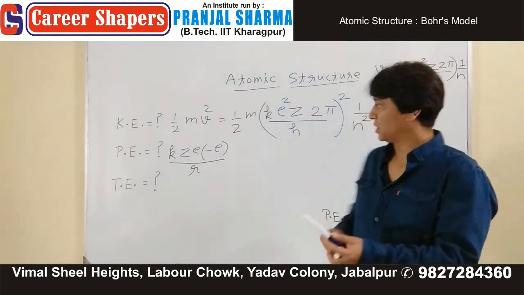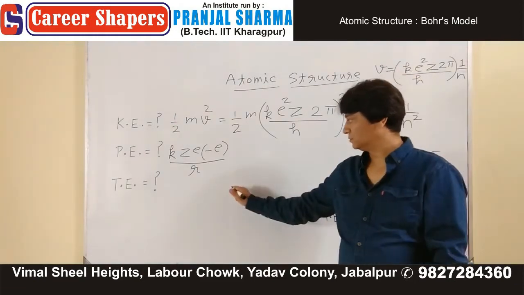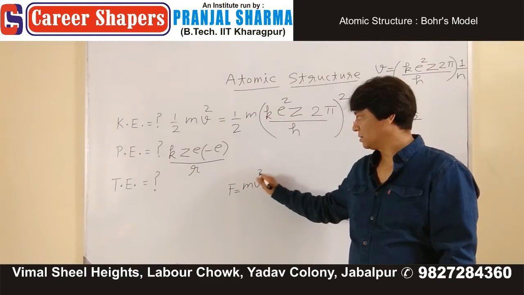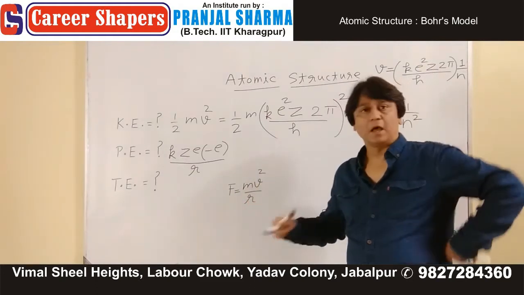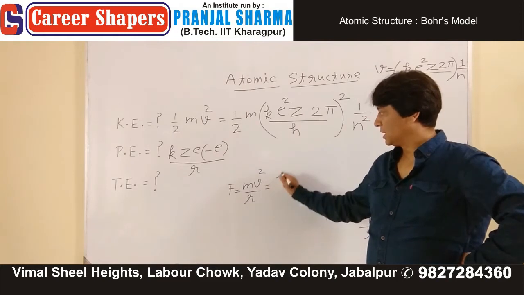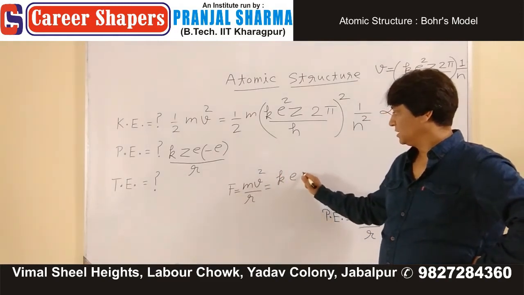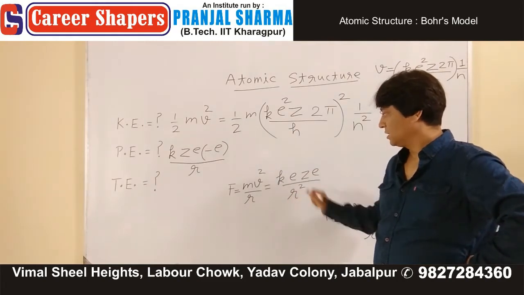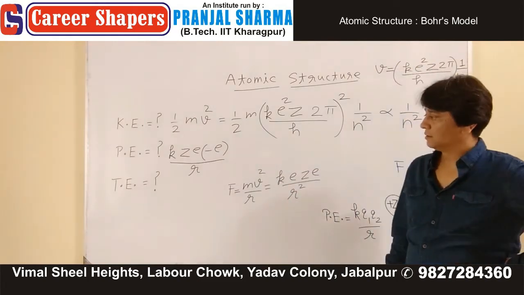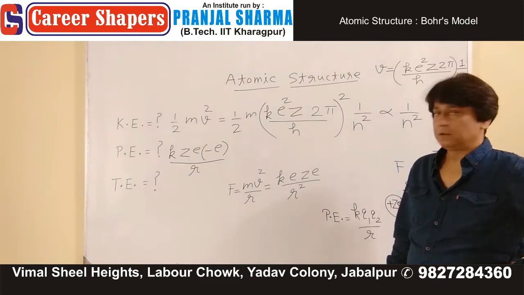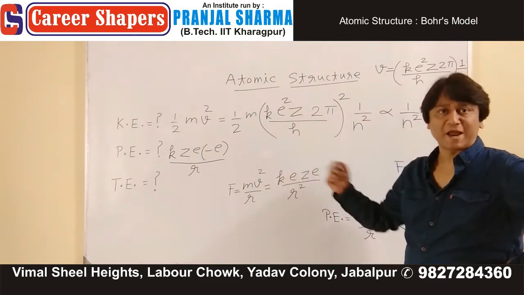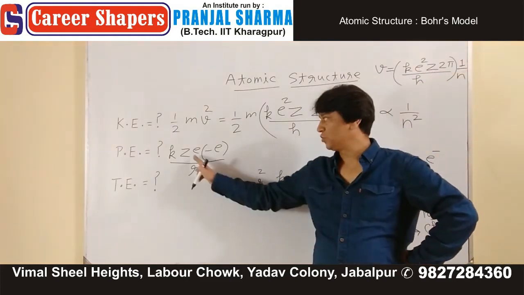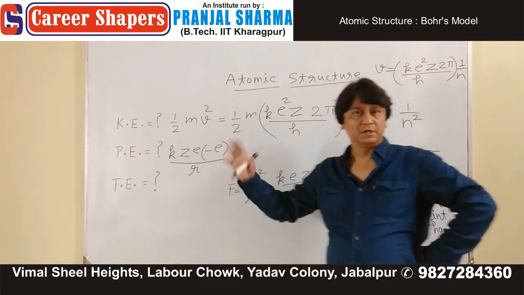So this force was what? This force is mv square upon r, and was provided by what? K times E ZE divided by R square. When we talk about force magnitude wise, we write ZE and E. For potential energy, things should be taken with proper sign.